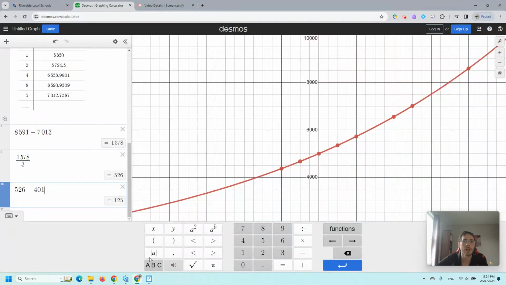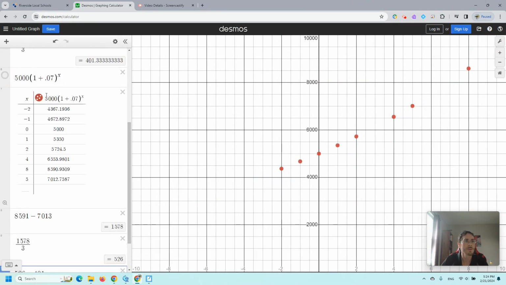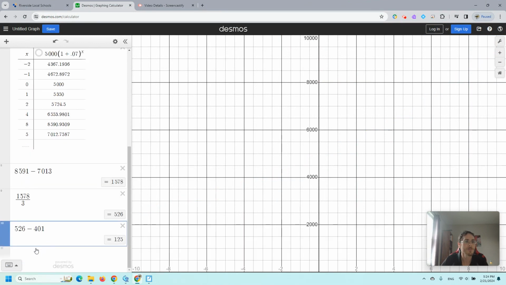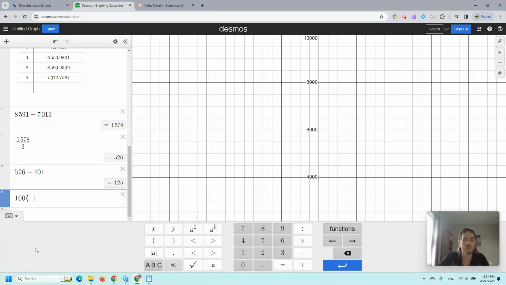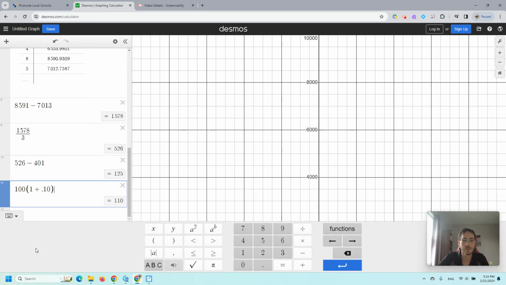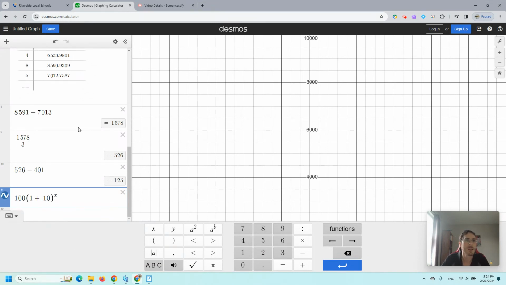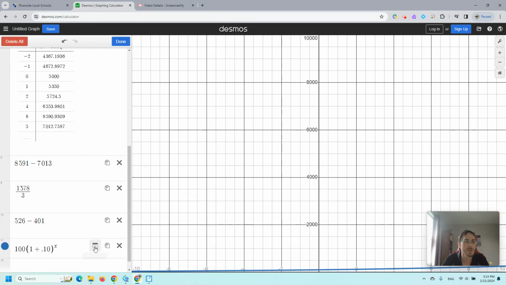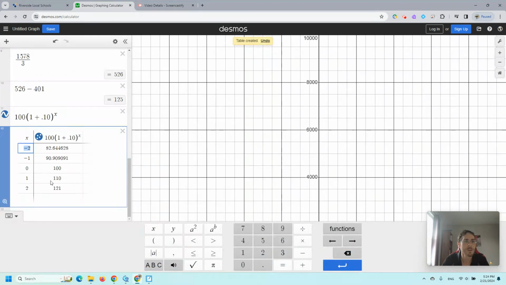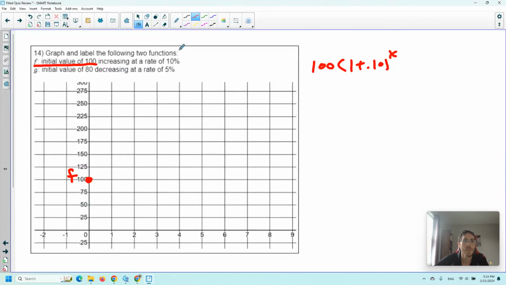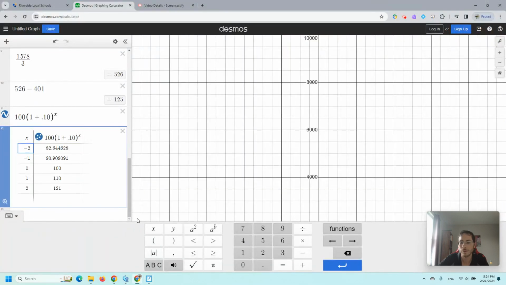And just like before, if we want, we can just go ahead and make the table. Let me turn this one off just so we can see what the other one looks like. So 100, 1 plus 0.10 to the x power. And again, we get the little settings and we can make the table. And so there we go. So we have 100, 110, 121. So if I want, I can start plotting those points. So 100, 110, 121. I probably want a few more points. That doesn't look like enough points. I don't really want the negative ones because it tells us it starts at 0.